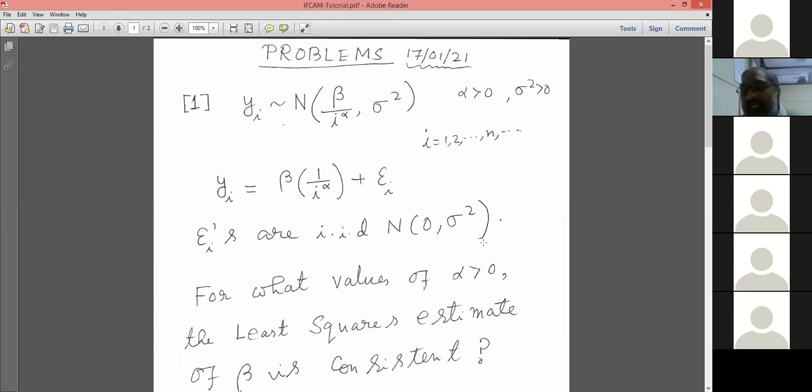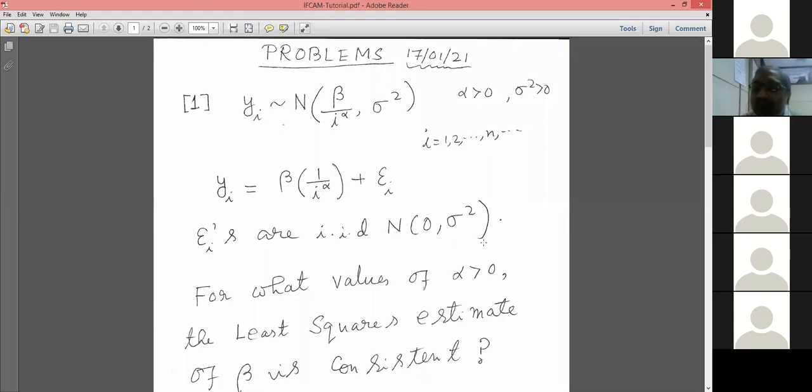Do you mean alpha less than half or less than or equal to half? Because what happens at half? Yes, sir, it is a p-series. That's why it will converge if alpha is greater than half. And if it converges, then the estimate will not be consistent. It has to diverge for the estimate to be consistent. So alpha less than or equal to half makes summation i to the power 2 alpha divergent. I agree with that.